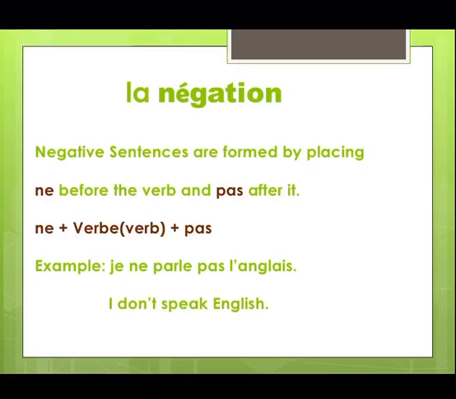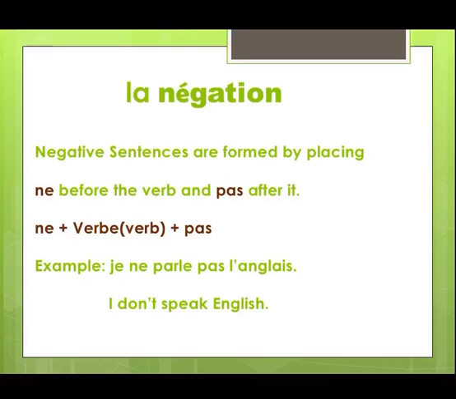As we know, when we form a sentence, we have to use the verb in a conjugated form. Like in this example, je ne parle pas l'anglais. I don't speak English. Parle is the conjugated form of the verb. So we have to locate the conjugated verb in a sentence, and then add ne before the verb and pas afterwards. So it's very easy to change an affirmative sentence into a negative sentence.